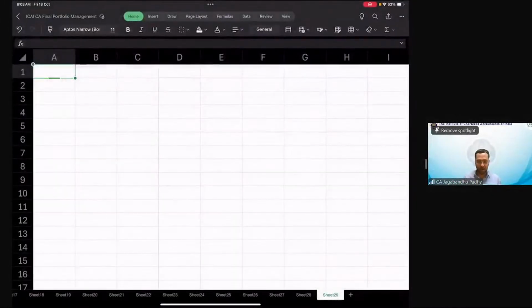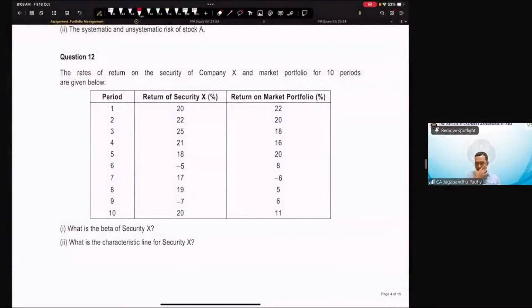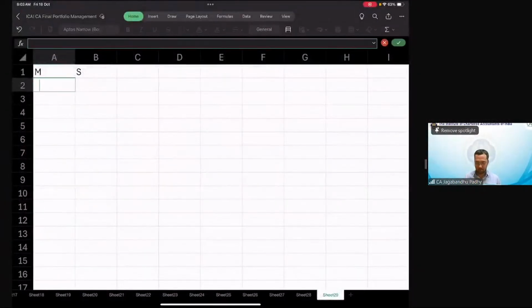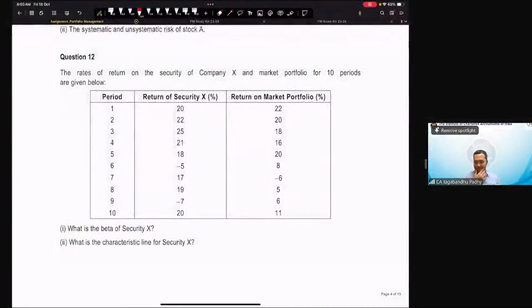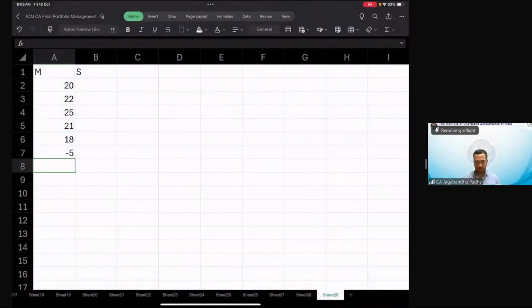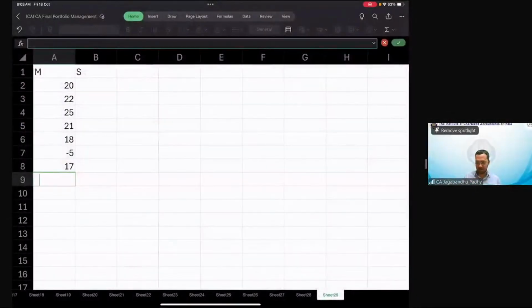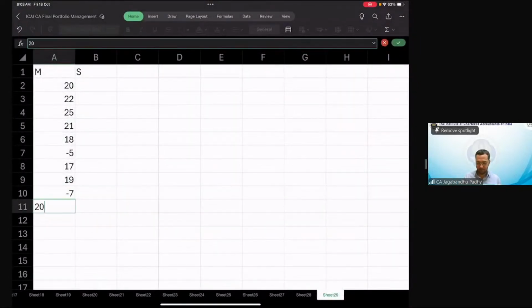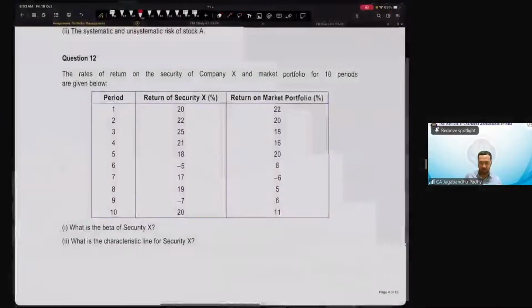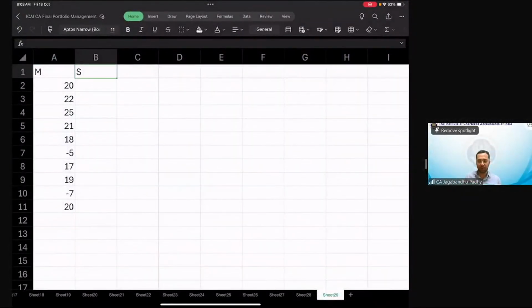So we have market and the security return. Market returns are 20, 22, 25, 21, 18, minus 5, 17, 19, minus 7, and 20. So 20, 22, 25, 21, 18, minus 5, 17, 19, minus 7, and 20.